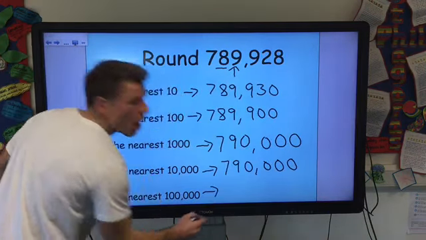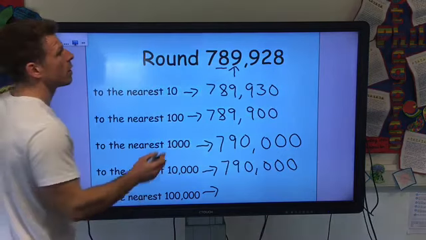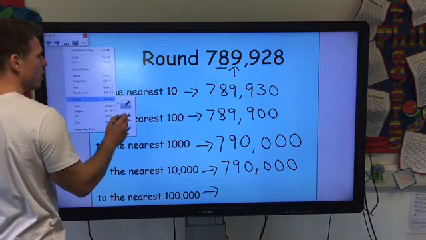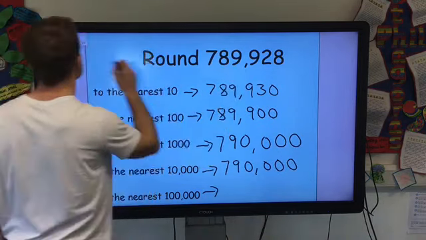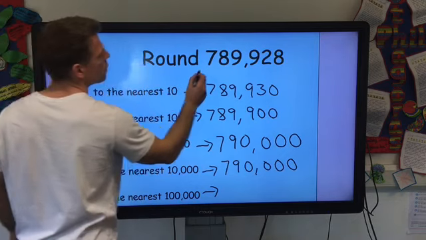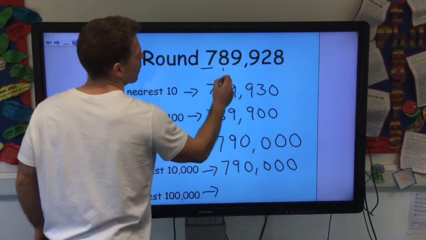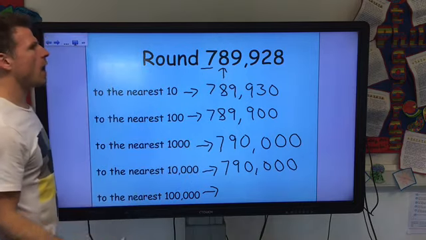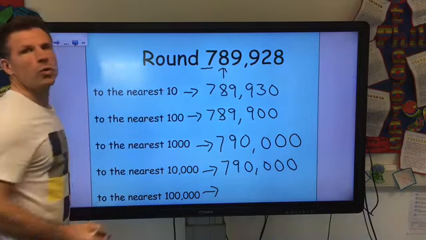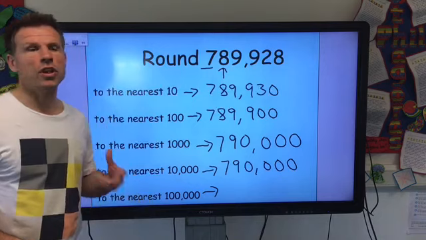Okay, to the nearest 100,000. I'm going to underline my hundreds of thousands column. The number after it is an 8, so I'm going to round it up. So it's going to go all the way up to 800,000.